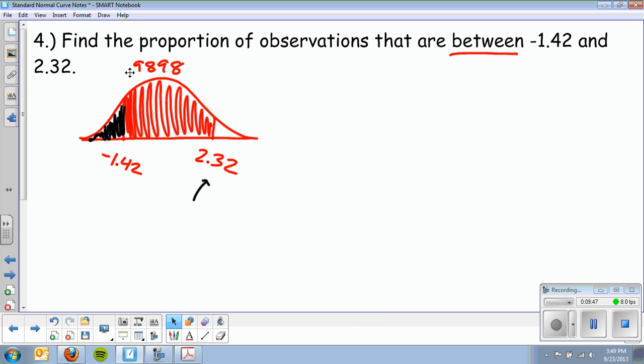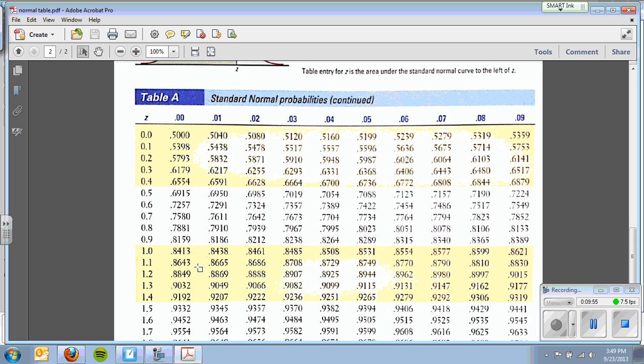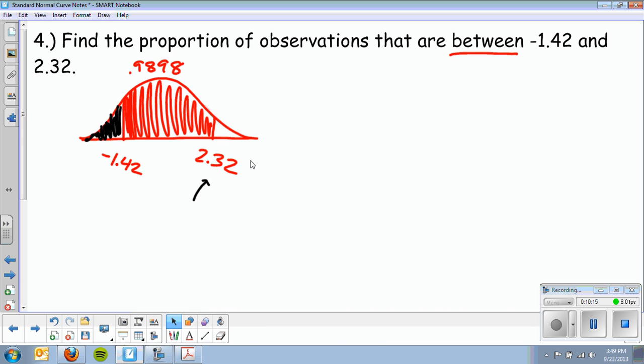Now, if I look up 1.42, I'll get this shaded black area right here, or negative 1.42. So I'm going to look up negative 1.42. Okay? Here, and then, again, 0, 1, 2. Follow that down. There is negative 1.4, 0.0778. Okay? So this little area here is 0.0778. I don't want that area though. I want kind of what's left over after I subtract that area away. That will give me what's left here.